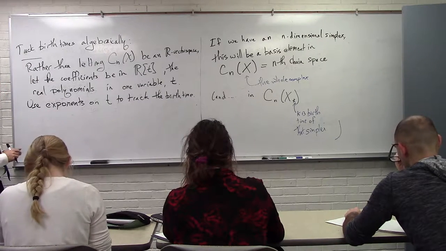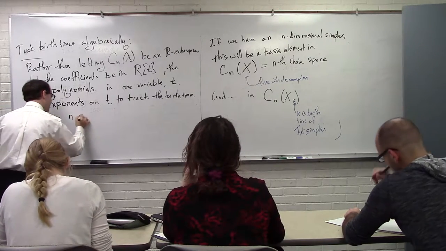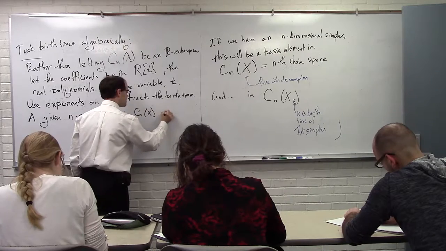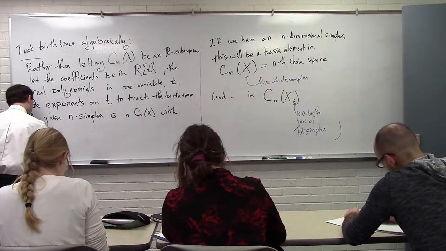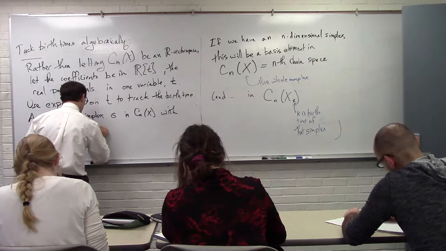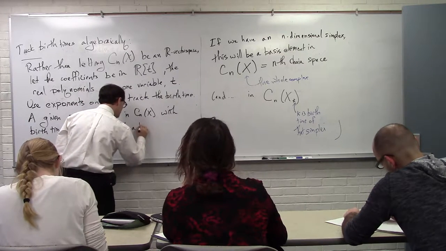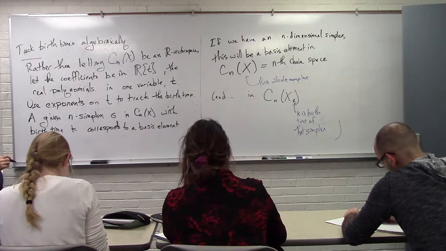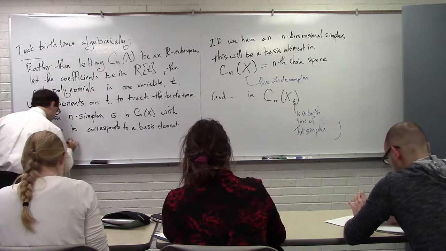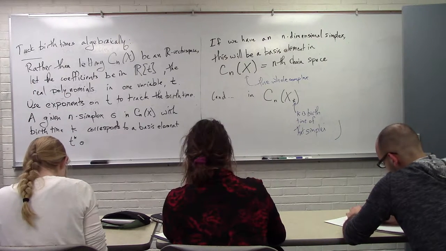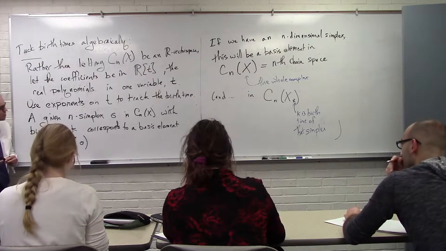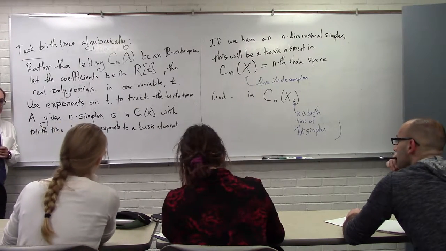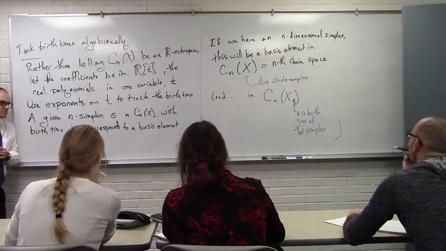Okay, so we're going to use the exponents to track the birth time. So given an n-simplex, sigma in Cn of X, with birth time k, corresponds then to a basis element. And what is that basis element going to be? Well, it's no longer going to be just sigma, it's going to be t to the k sigma. So if that simplex shows up at time zero, it's just going to be sigma. If it shows up at time one, it's going to be t times sigma. If it shows up at some other time, it's going to be t to the k, whatever that k happens to be.